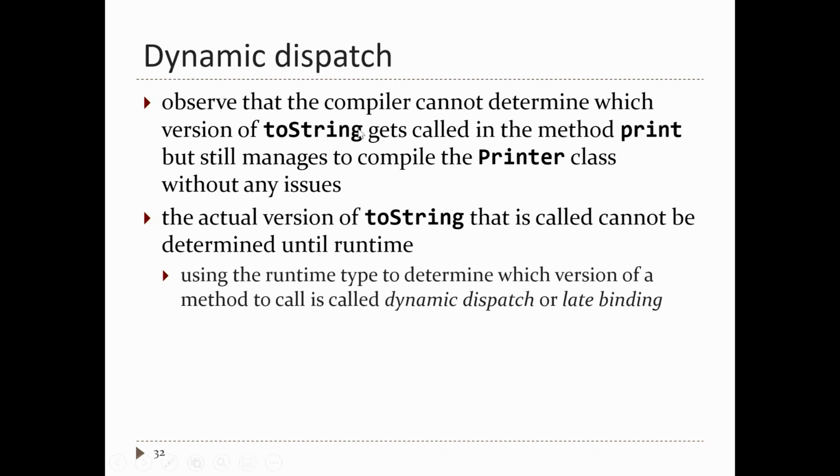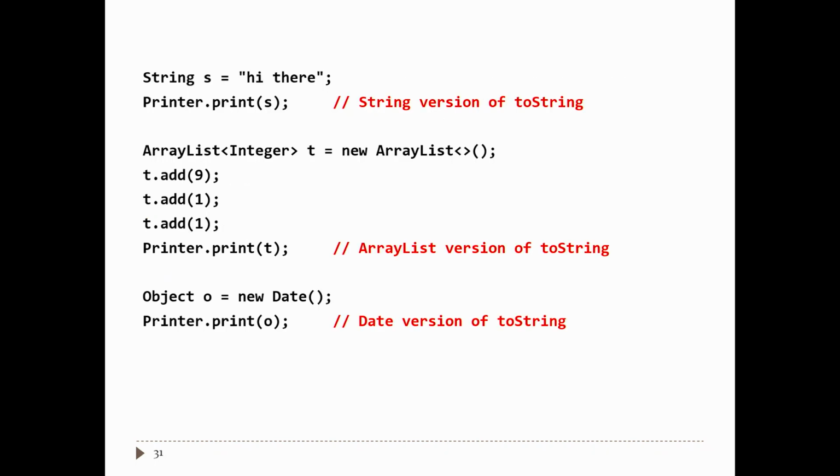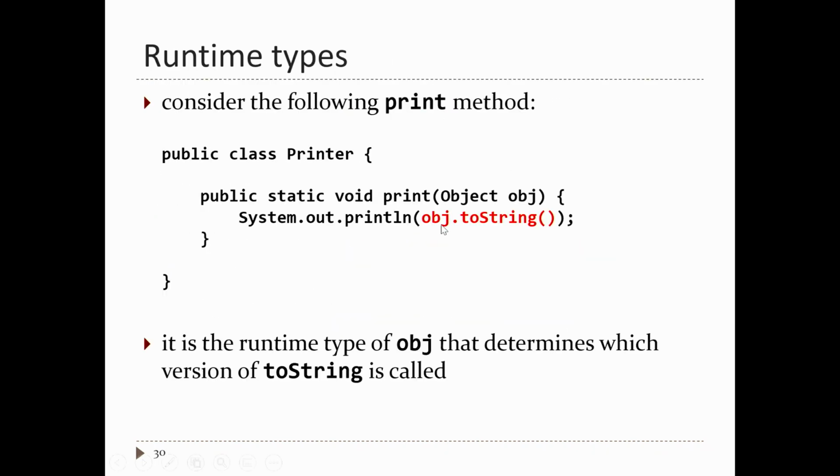All right. Observe that the compiler has no idea which version of toString gets called in the print method. In the print method, this is all that the compiler gets to see. The compiler can see that I'm calling the toString method belonging to obj, and as far as the compiler is concerned, that's an Object. That's all the compiler sees.